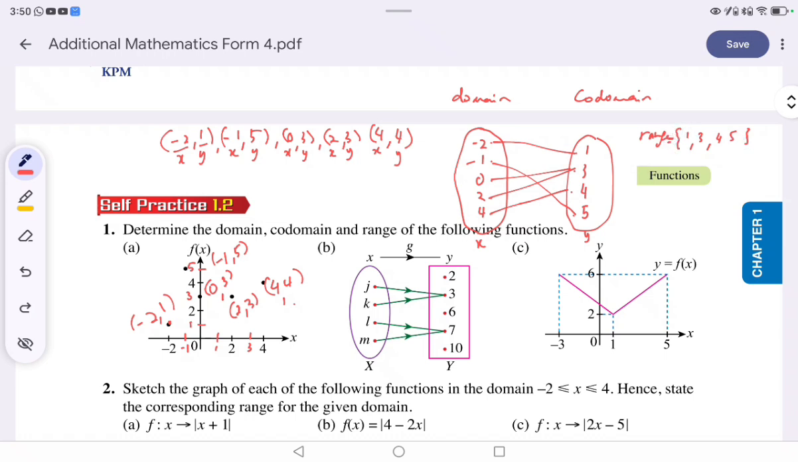So you need to identify like that. For codomain also you need to write down like this: 1, 3, 4, 5. And then the domain is -2, -1, 0, 2, and 4. So this is your answer for A.